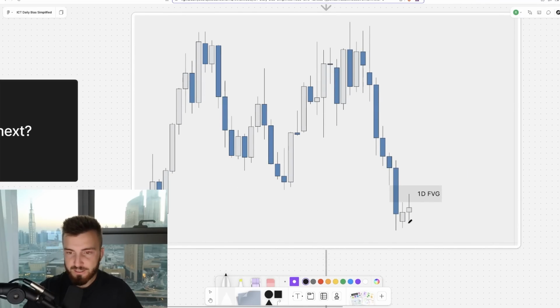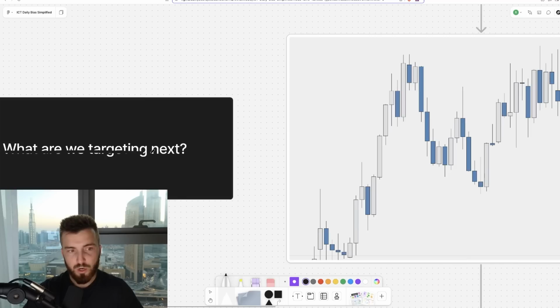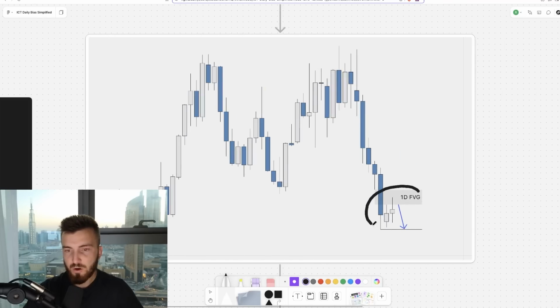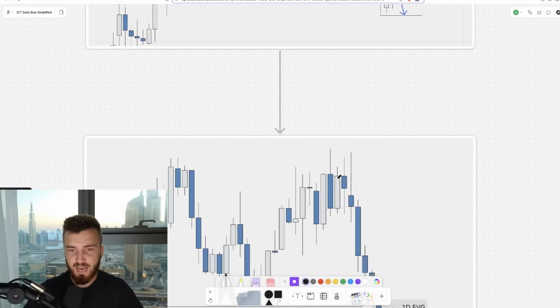You can target the daily low, you can target the previous day low, or you can even target the overall low. Normally, either way, the market will end up going through all of these lows. It's very rare where we just sweep this low and then move higher, right? We usually do go for the lows. So we are bearish in terms of market structure. We are at the daily fair value gap, and we have just tapped it. So what are we targeting next? We have here the low. So let's see how it played out.